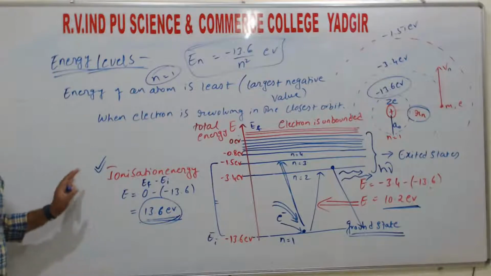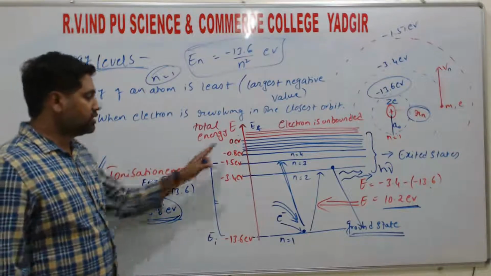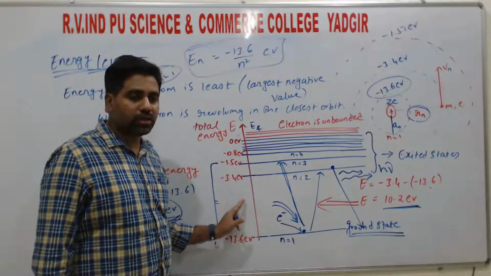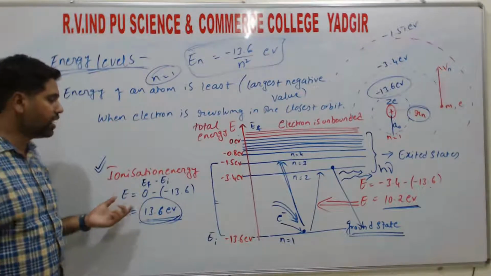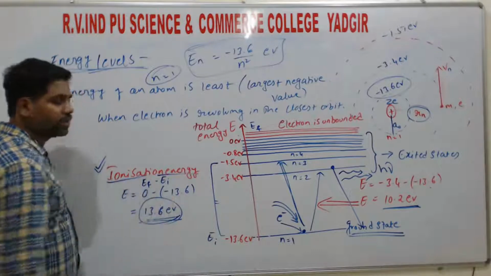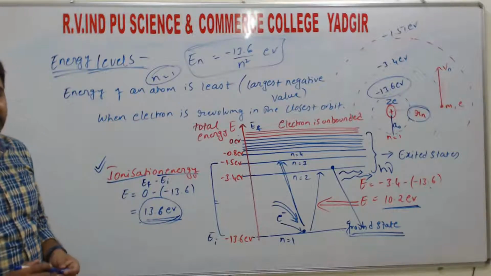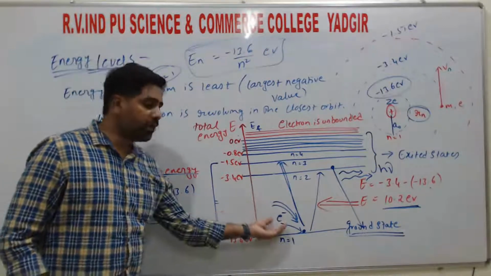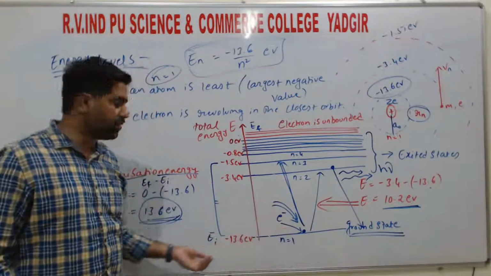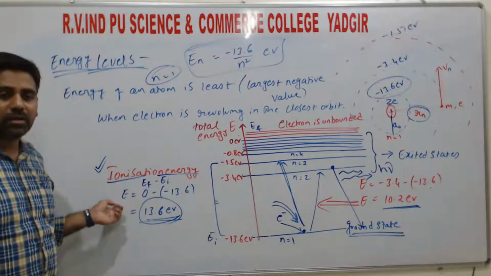So this is about the energy levels in the hydrogen atom, because here we discussed the ionization energy, that is, the electron which escapes out from the atom. For that purpose, it requires some energy, so that energy we call ionization energy, right?